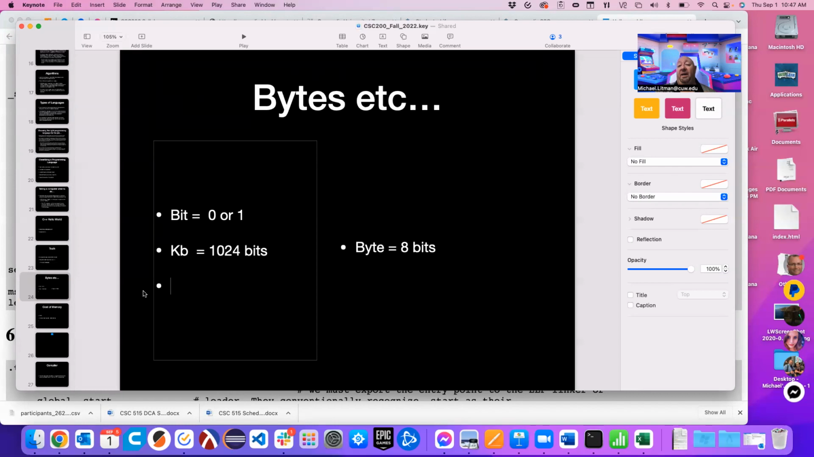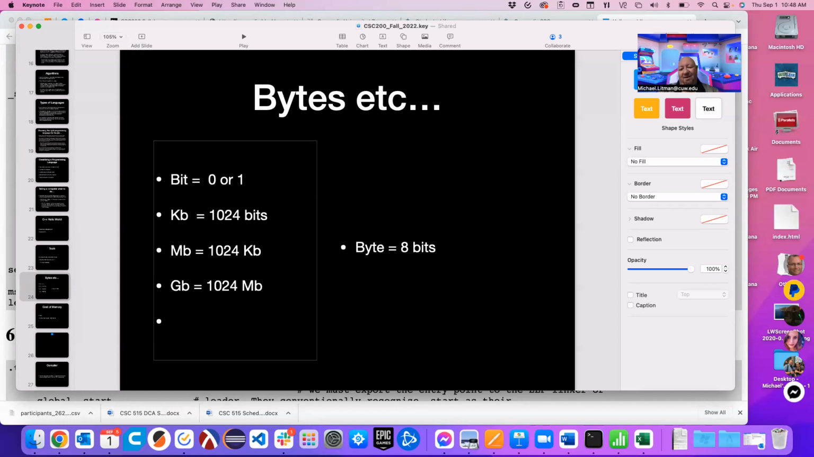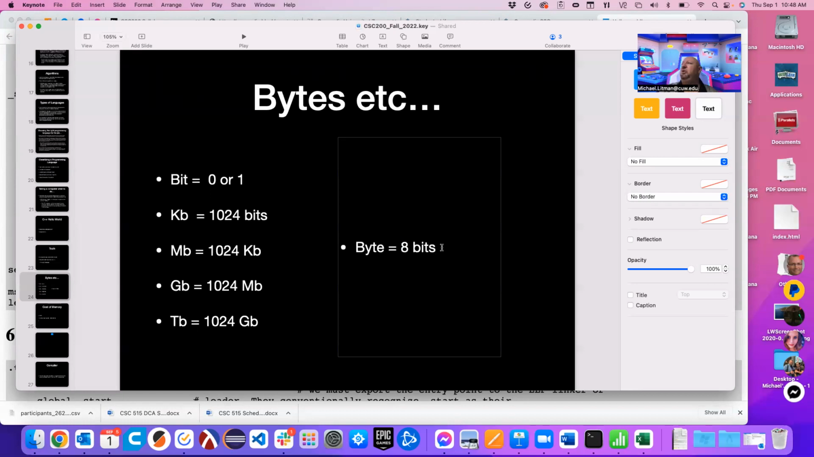All right. So a kilobit is 1,024 bits. A megabit is 1,024 kilobits. A gigabit is 1,024 megabits. And we'll just go up to terabit, even though nobody uses that right now. 1,024 gigabits. All right. So once you know that 1,024 number, that whole left-hand chart is pretty easy to just create, right?